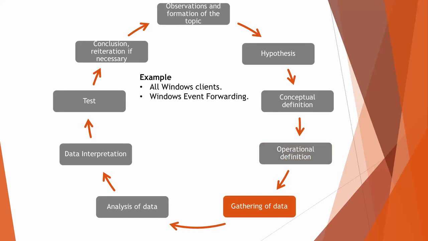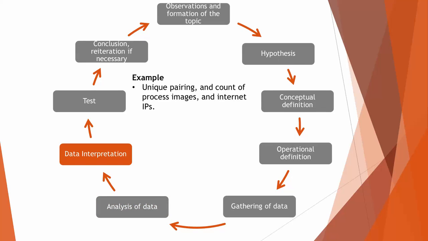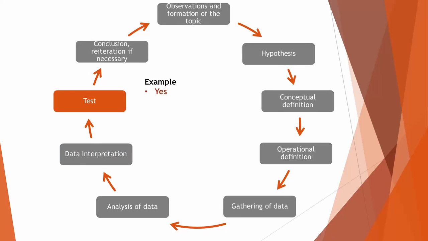Again, we're going to look for Event ID number 3. All clients, event forwarding. We're going to analyze the data, except this time we're going to exclude OneDrive. Anything with the process image of OneDrive, we're going to exclude. We're going to interpret the data the same way, unique pairings and counts of process images and internet IPs. We're going to go ahead and test our new hypothesis, and it turns out that we are correct, and what we conclude is that we are awesome.